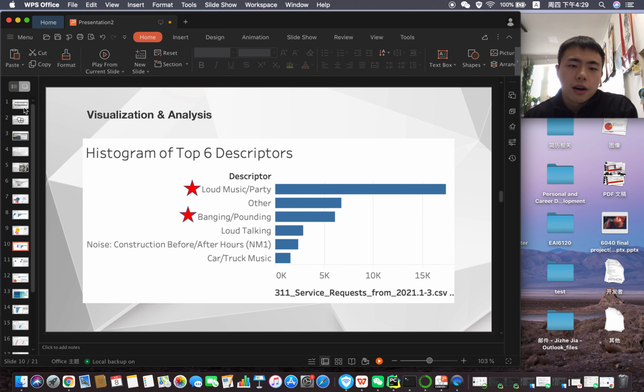Here's a histogram of top six descriptors. We can find loud music and party and banging and pounding are the major descriptors. Look at the number. In only 3 months in 2021, there are over 15,000 loud music or party noise incidents. I think it's a huge number for a city.